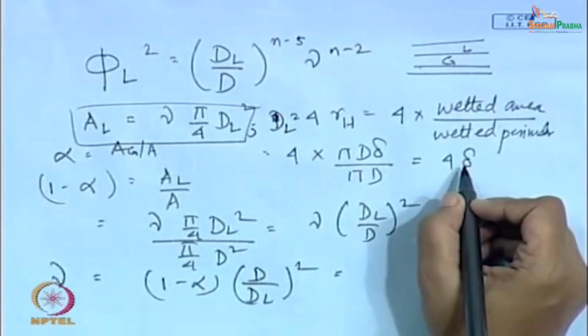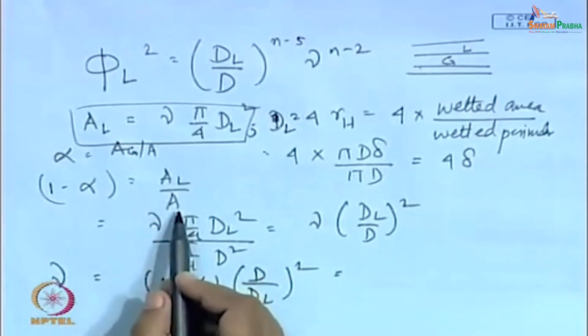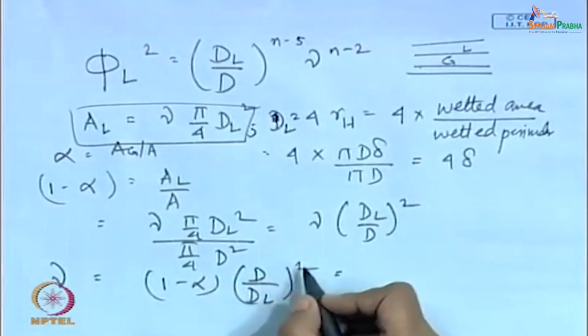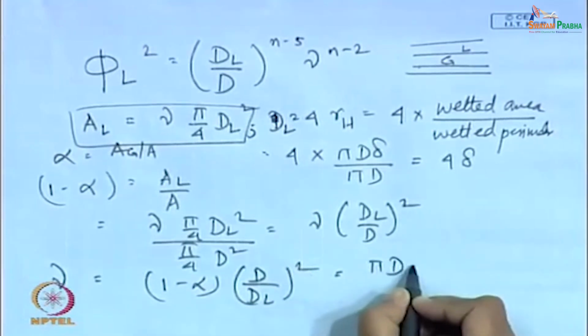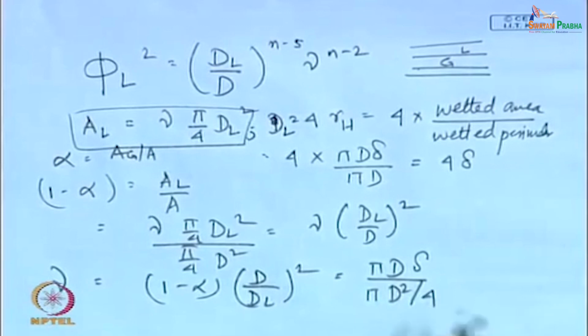Is it clear to you? See, what is 1 minus alpha? A_L by A, agreed. What is this A_L by A? This is nothing but, just see what I am doing, pi d delta by pi d square by 4. Can you do it, yes or no? We can do it, is not it? Try to understand, you can express it either in terms of d_L or in terms of d and liquid film thickness delta, is not it? d_L is the hydraulic diameter of the liquid film.